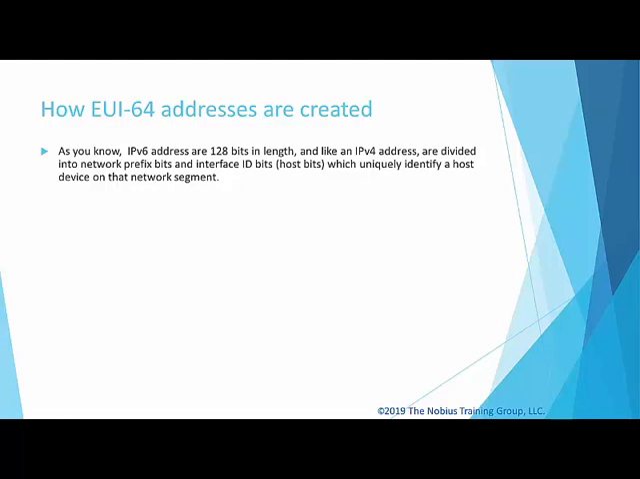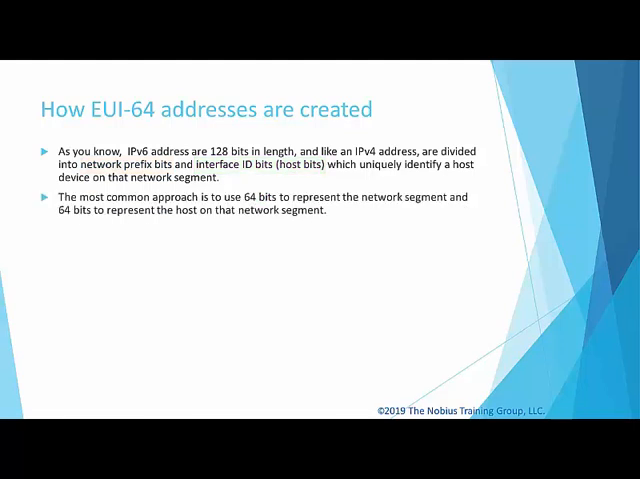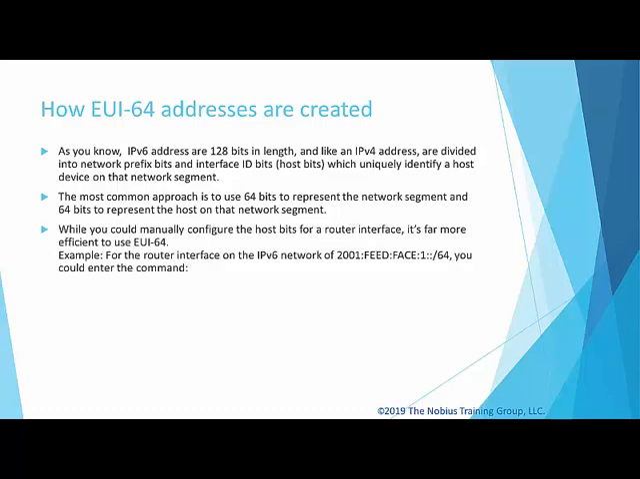As you know, IPv6 addresses are 128 bits in length, and like IPv4 addresses, they're divided into a network portion, the prefix bits, and the interface ID bits called the host bits. The most common approach is to use 64 bits to represent the network segment and 64 bits to represent the host on that network segment. While you can manually configure the host bits for a router interface, it's far more efficient to use EUI-64.